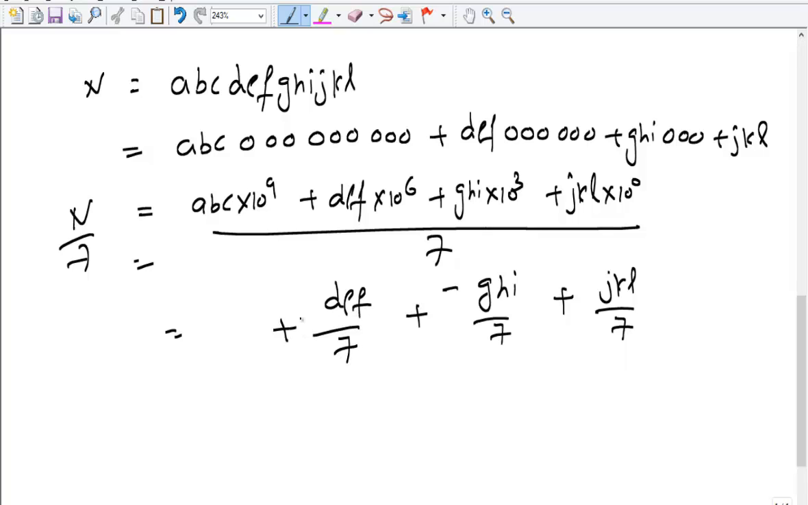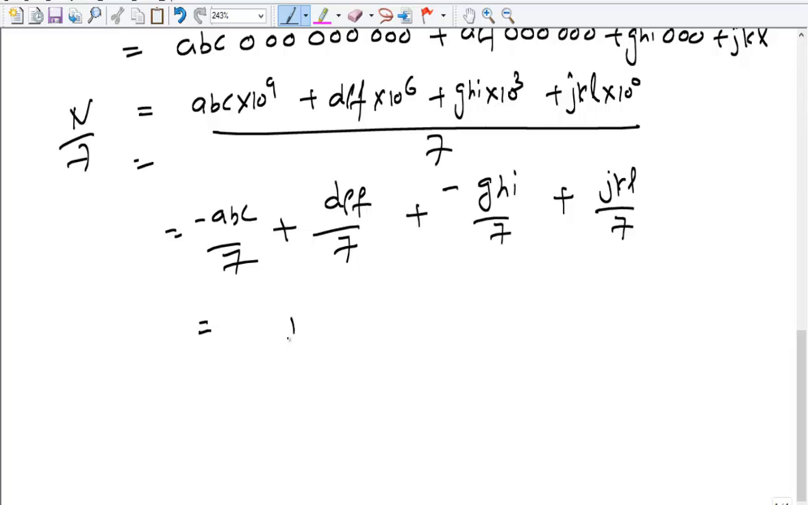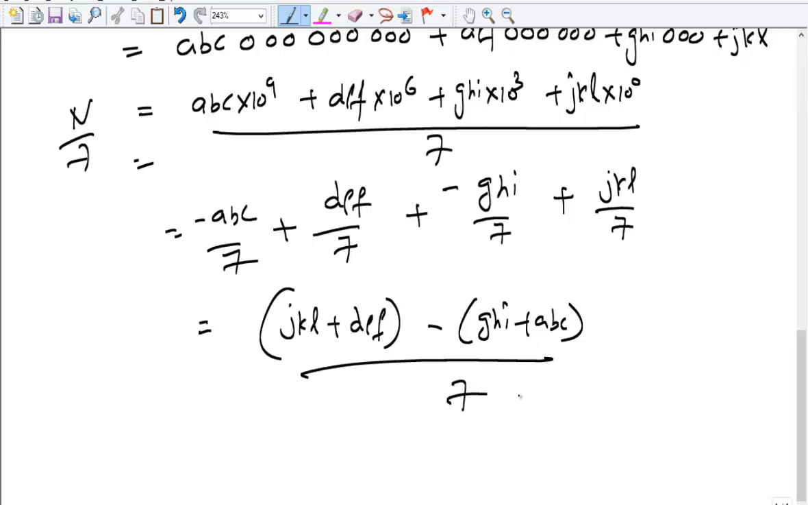Now 10 power 9 is nothing but 10 cube whole cube. 10 cube remainder is minus 1. So minus 1 whole cube is going to be minus 1. Minus 1 times of ABC is going to be minus ABC by 7. Look at the advantage that we are getting here. We have eliminated every single number, and now we are down to just simple additions and subtractions. This you can write as JKL plus DEF minus of GHI plus ABC by 7. Way simple. Now we can find the remainder.